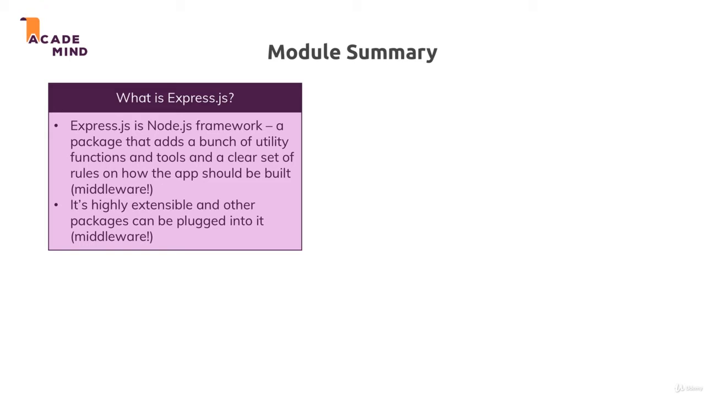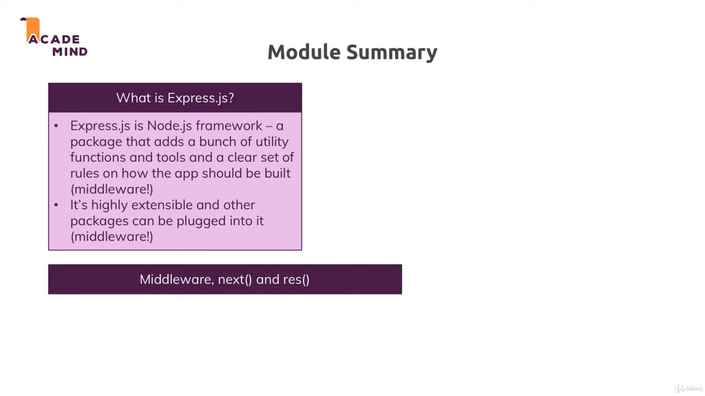Express.js is very popular because it's highly extensible, and as you already saw with the body parser in this module, you can easily plug some packages, a lot of packages actually, into an Express app because they just expose such middleware functions, and you can therefore easily add them and the request gets funneled through them. Now, that concept of middleware is really important.